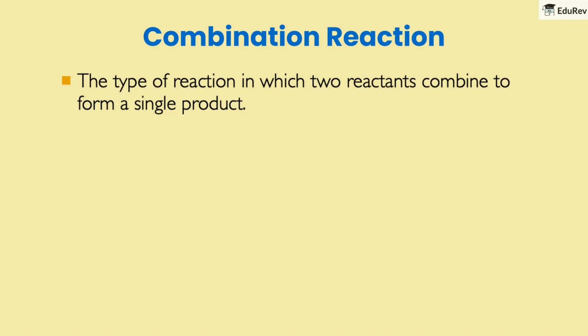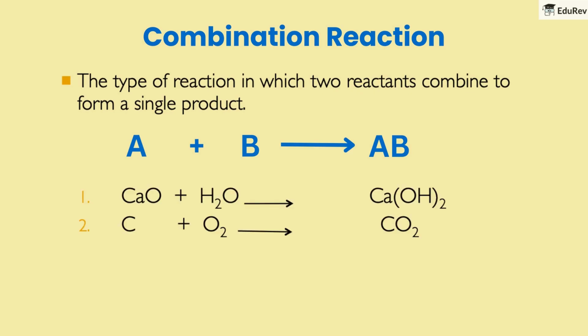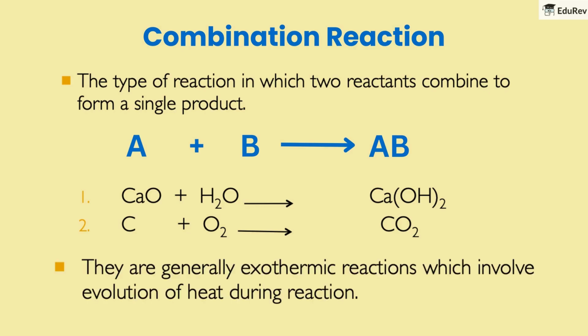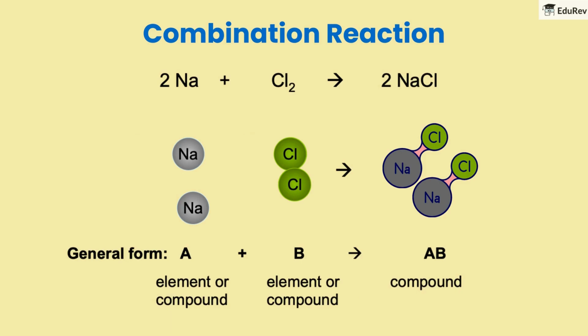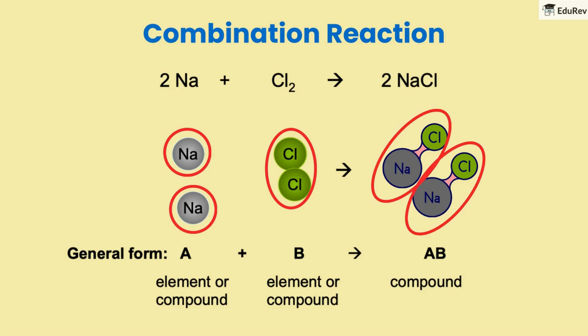It is of the form A plus B, giving AB. Example: CaO plus H2O, giving Ca(OH)2, and C plus O2, giving CO2. They are generally exothermic reactions, which involve evolution of heat during reaction. Similarly, you can see 2 moles of Na combine with 1 mole of Cl2 to give 2 moles of NaCl.